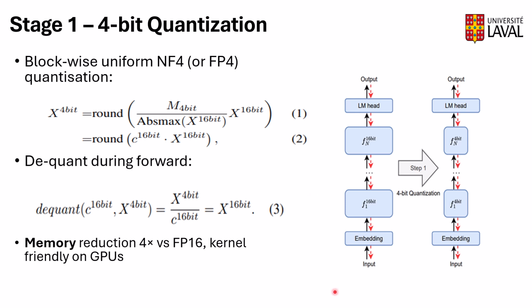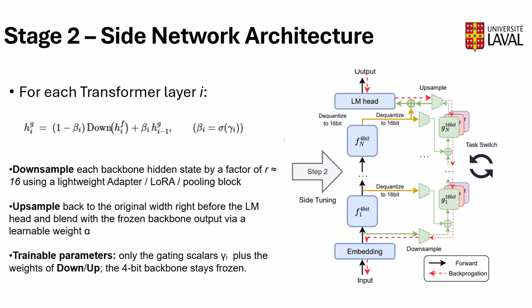As you can see in the diagram, the frozen backbone is fully quantized before the side network is attached in stage 2. The second stage is side tuning. For each transformer layer, they mix two sources: the downsampled frozen activation from the backbone and the previous side network activation. The mixing weight beta is a learnable scalar, derived by applying a sigmoid to gamma as shown in the equation. First, the hidden state from the backbone is downsampled by a factor of approximately 16, using a lightweight adapter, LoRA, or pooling module.